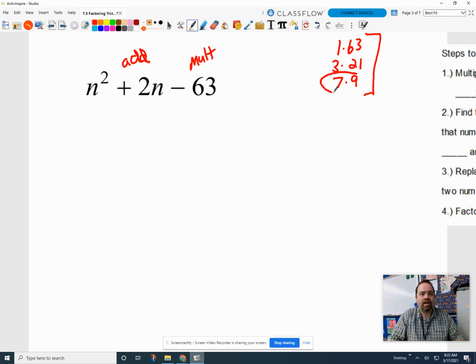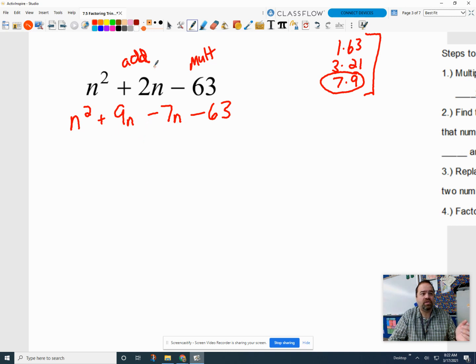However, this pair right here, 7 and 9, they're only 2 units apart, 7, 8, 9, right? They're right there together. So I need to kind of play around with the positive and negative of it and get them to add to 2. So the way that's going to happen is if I make the 9 a positive and the 7 a negative. Now, I'm not trying to oversimplify this, but seriously, go back and think, first or second grade, 9 minus 7 right here.